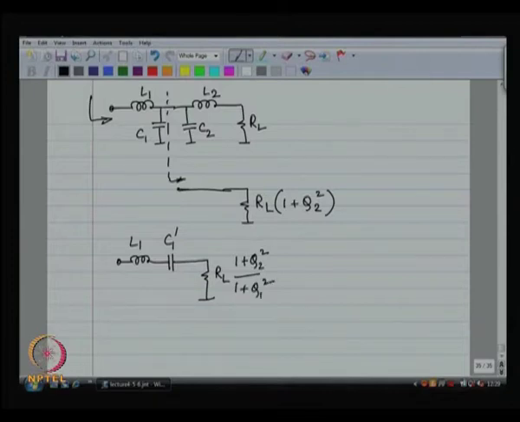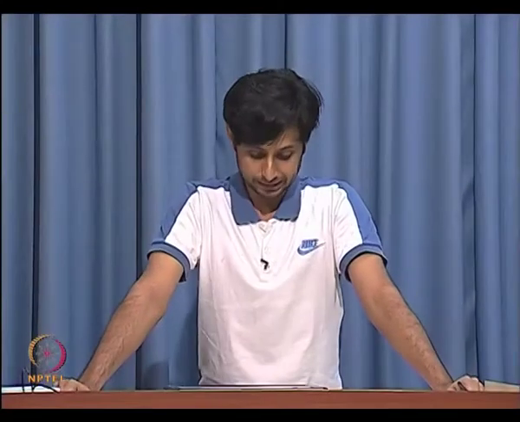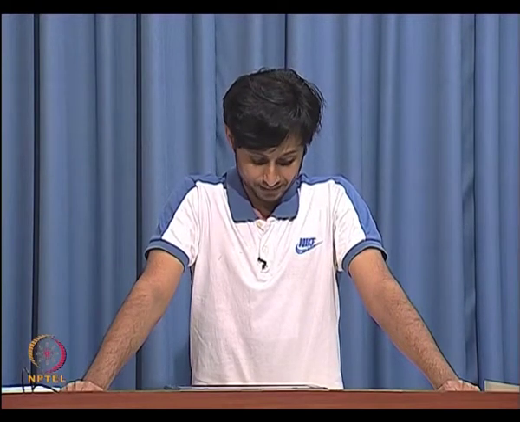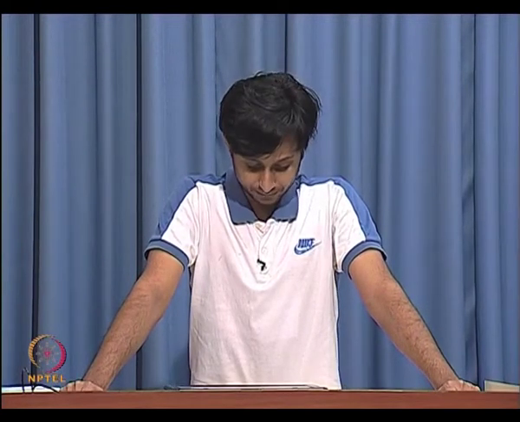Once again, very similar design equations, and you basically have to figure out the values of Q 1 and Q 2 such that you get the desired transformation ratio between R s and R L.